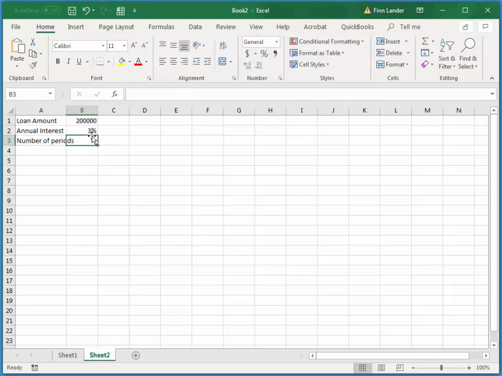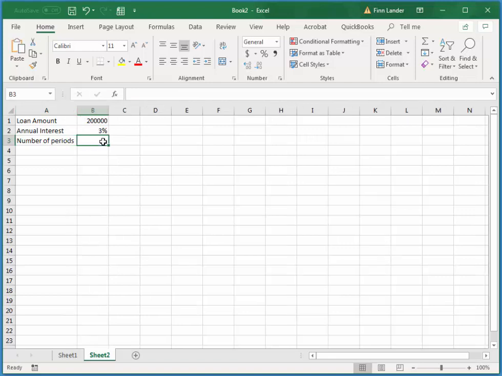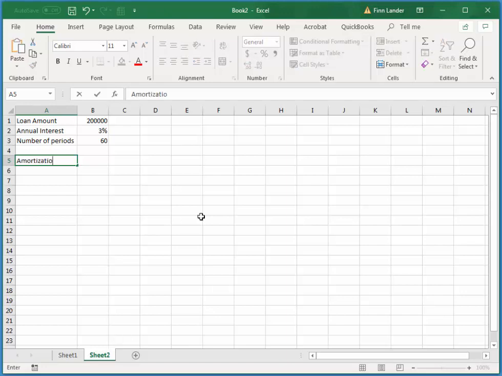So we have a set amount of time that we're going to pay this thing off. So that is 5 times 12, which is 60. We could have a number of years if we like, and a separate calculation for number of periods, but this will result in a leaner PMT function. So this is our schedule here.